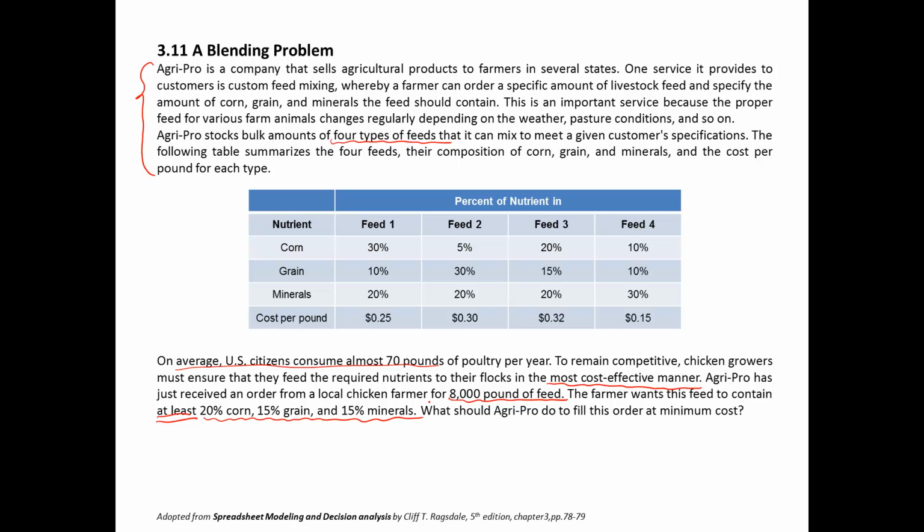How do they fill this order? They put in a mixture of feed 1, 2, 3, 4, and the total is 8,000 pounds. In this 8,000 pounds, by considering how many of feed 1, feed 2, feed 3, feed 4 to put in this mix, they want to make sure that at least 20% of this 8,000 pounds is corn, 15% of this 8,000 is grain, and 15% of this 8,000 pounds is minerals.